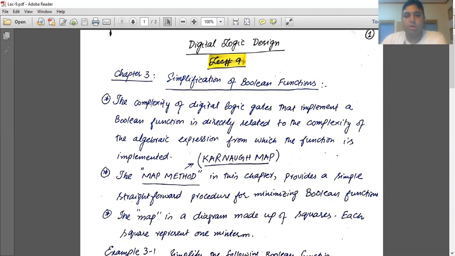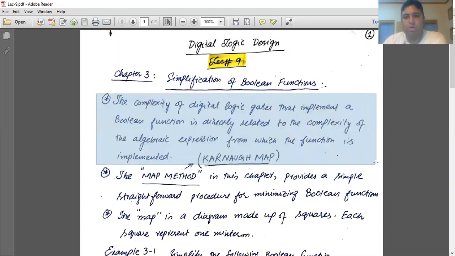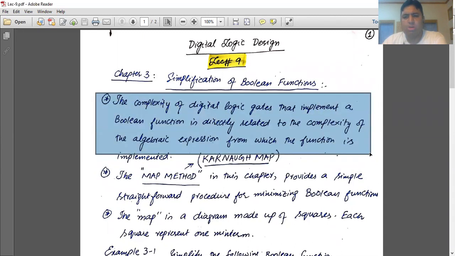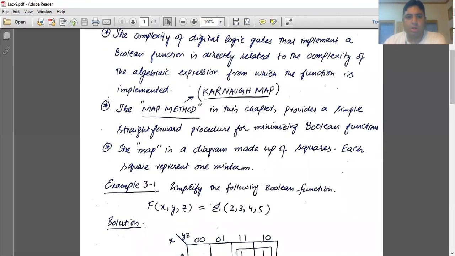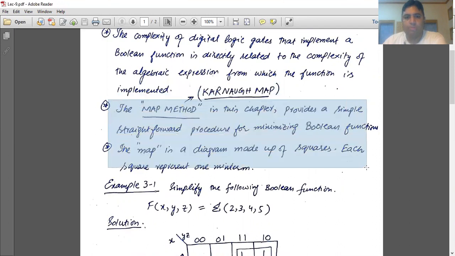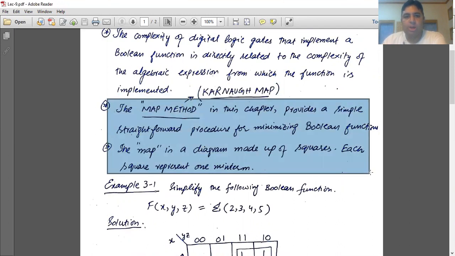One method of simplification is algebraic manipulation, which we have done in chapter number 2. You have already done it in your assignment and in our lectures, and also maybe in our quiz. This is another method, the K-map method. The map method, or Karnaugh map method, provides a simple, straightforward procedure of minimizing Boolean functions.